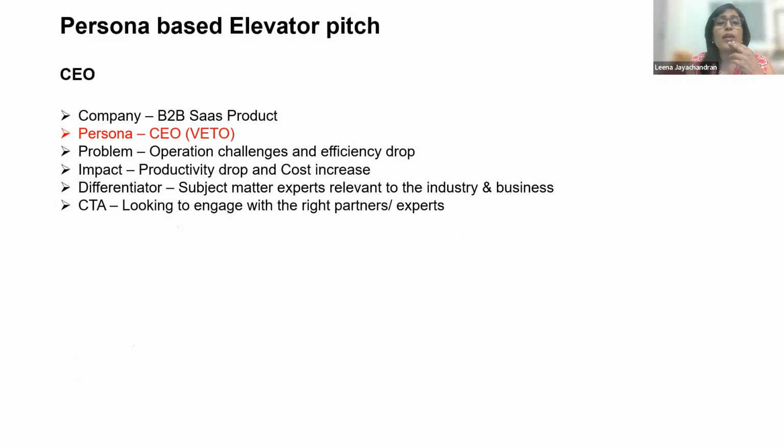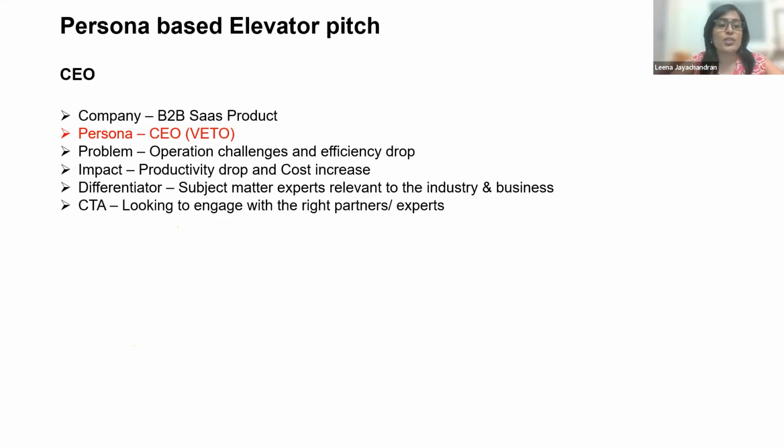The problem you've identified they're going through is operation challenges and efficiency drop. This is a challenge the Veto is thinking about. Impact of not taking action: productivity drop and cost increase. That's the impact. Differentiator is the client, or the persona, is looking for a subject matter expert who's relevant to the industry and business. And the call to action they're looking for is they want to engage with the right partner. When they say right partner, they mean the experts, the advisors. They don't want somebody who's just selling to them, but somebody who can advise them and help them solve that problem.